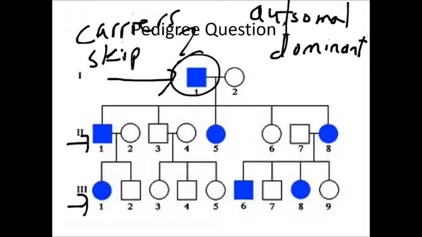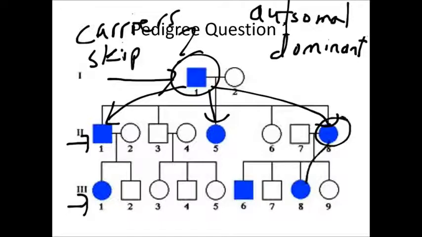This guy, notice, passes it to a daughter here and to a daughter there. But he also passes it to a son. This female passes it to a daughter, to a son. This male passes it to a daughter. So we're seeing that men can pass it to men, can pass it to women, can pass it to men, can pass it to women.